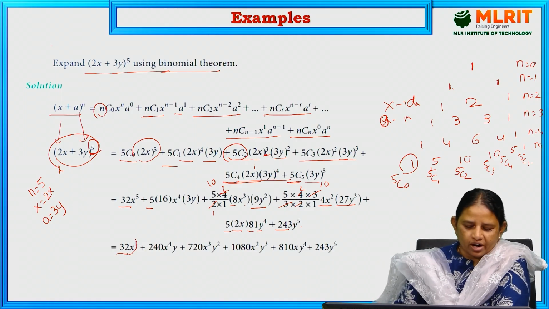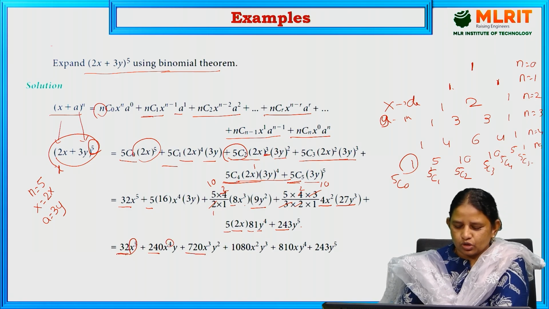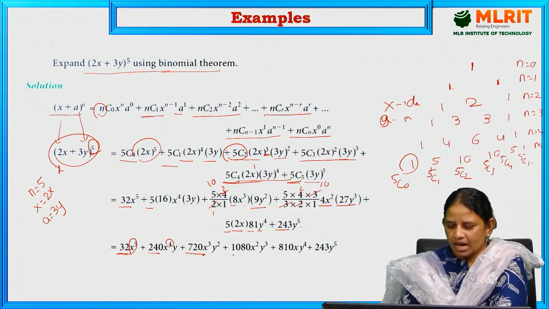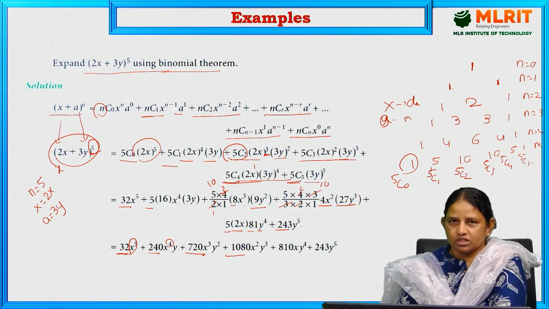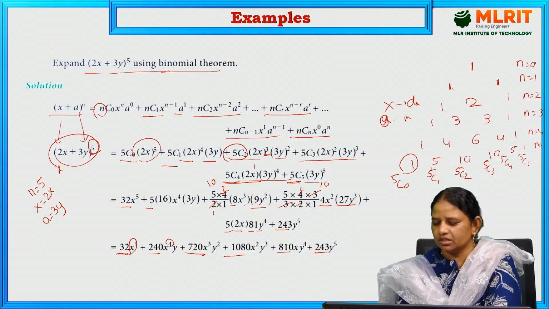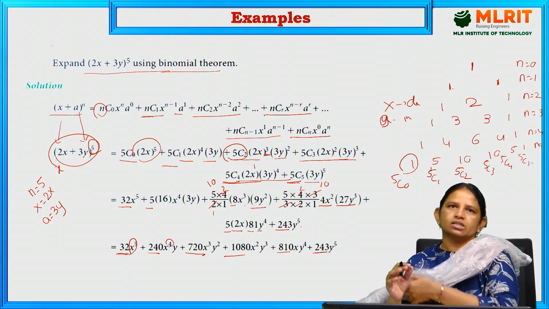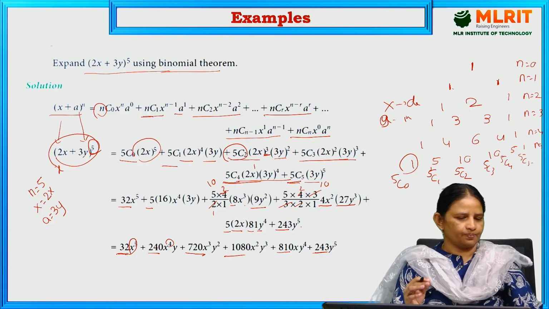X power 5 fifth term is 32, x power 4 term into y term is 240, then x cube into y square is 720, then x square y cube is 1080, then x into y to the power of 4 is 810, then y to the power of 5 value is 243. So these are the terms that can be expanded in the case of binomial theorem.